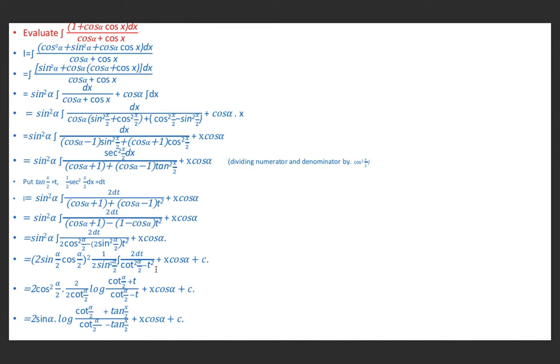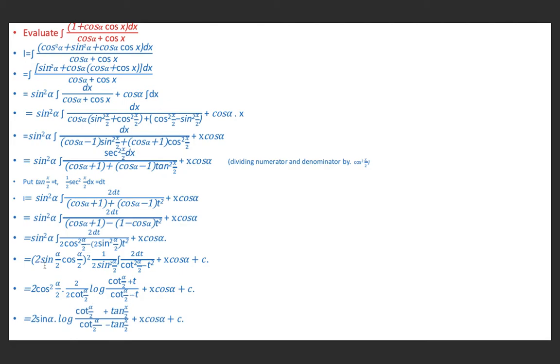It is of the form 1 upon a square minus x square. So integration of 1 upon a square minus x square is 1 upon 2a log a plus x upon a minus x. So 1 upon 2, in place of a we have cotangent alpha by 2, and in place of x we have t. So 1 upon 2 cotangent alpha by 2 log cotangent alpha by 2 plus t, cotangent alpha by 2 minus t. Here I have applied the formula of integration of 1 upon a square minus x square, which is 1 upon 2a log a plus x upon a minus x.